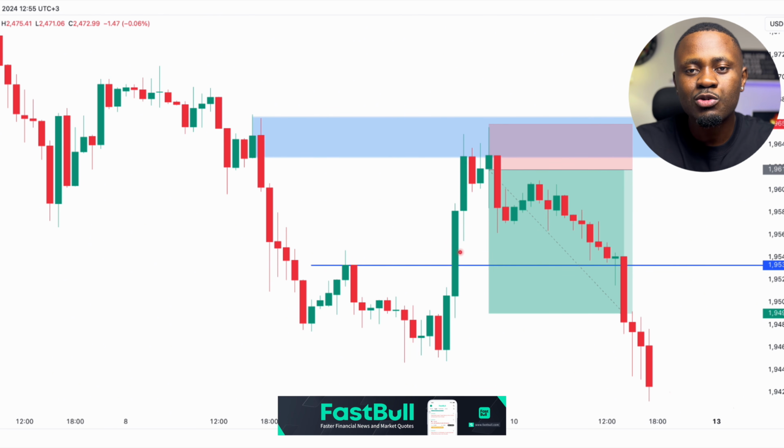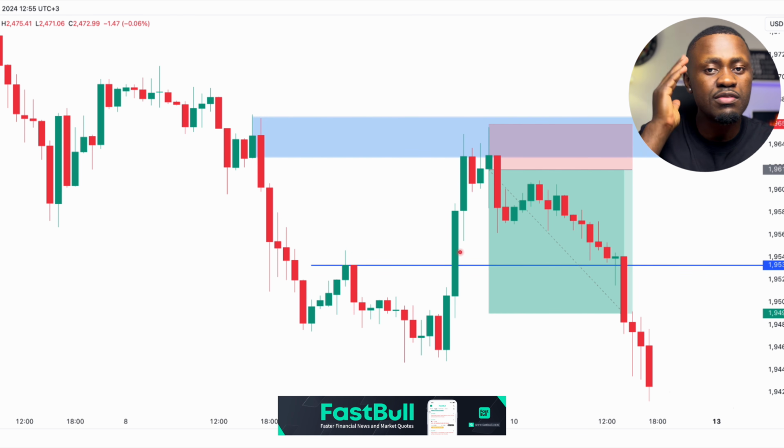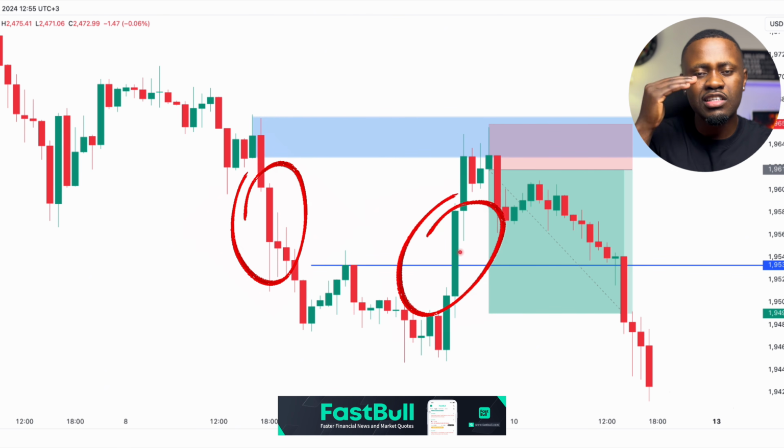So you can see there are a lot of similarities between demand and supply. When price is going up, it's leaving a fair value gap. When it's coming back down, it's leaving a fair value gap. Literally, that is how you trade demand and supply.